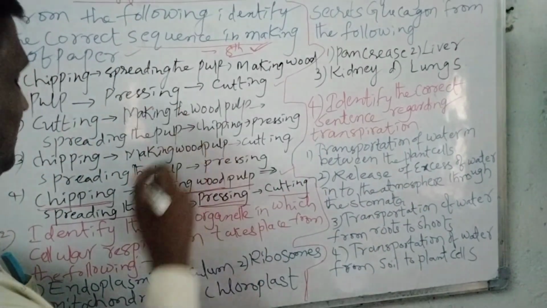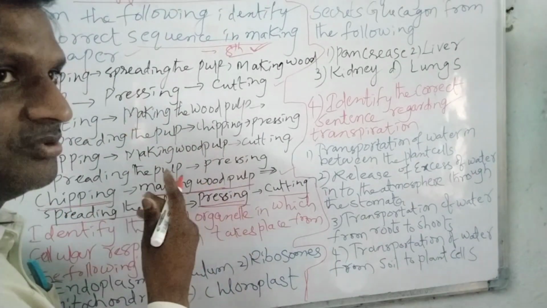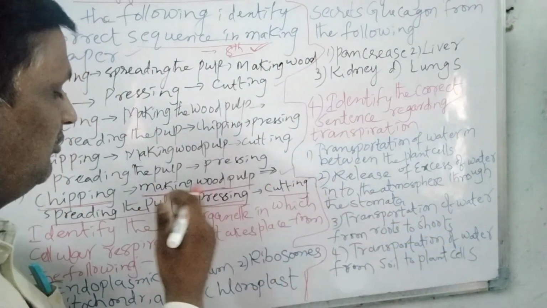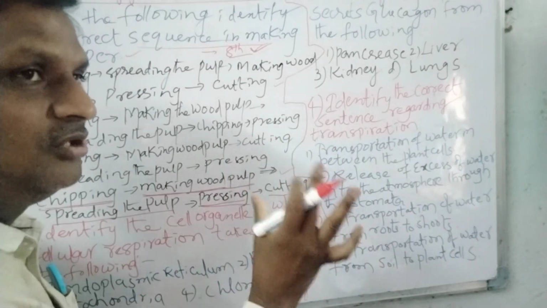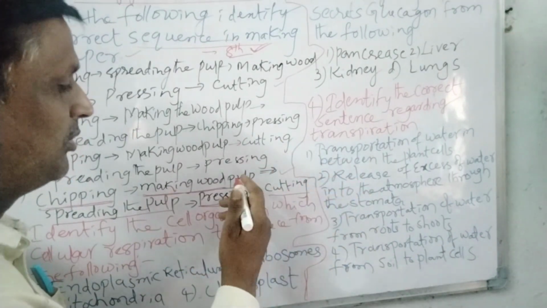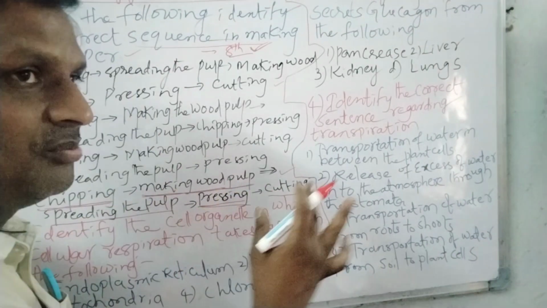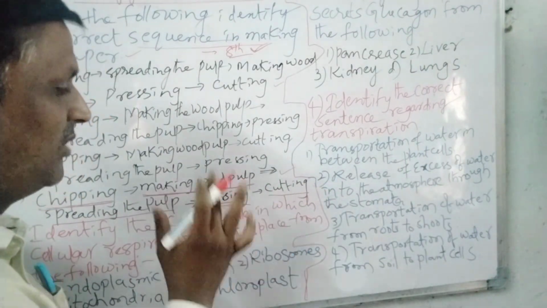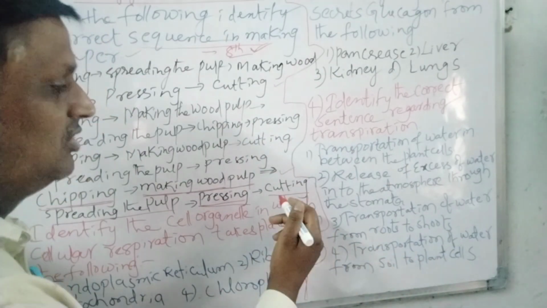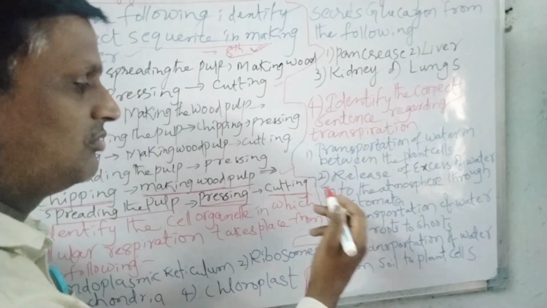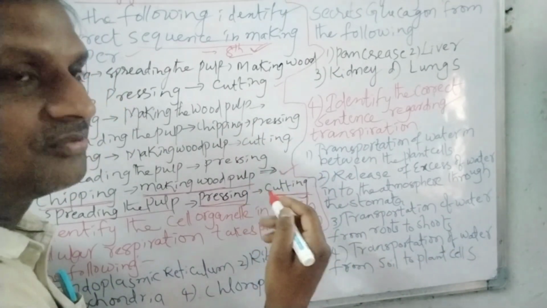So here, chipping means cutting the wood, then making the wood pulp. The solid wood should turn into pulp. Then after, spreading the pulp on a plate, and by pressing we can remove the water, and then cut the paper into a particular shape. So this is the correct answer.